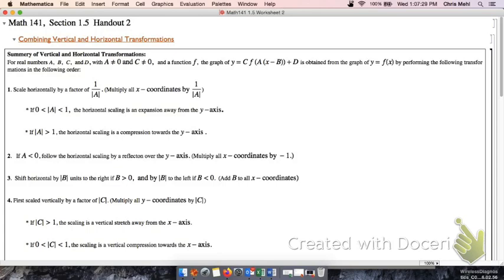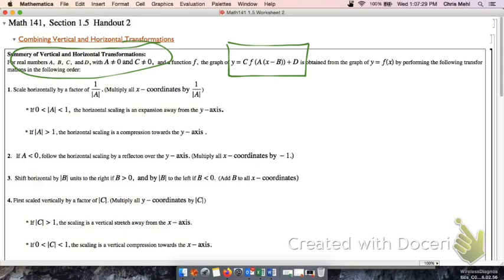Now, what I want to first draw attention to is the general form of a transformation of a given function f. So given a function f and four values a, b, c, and d, making sure that a and c are non-zero, that's this piece right here. Given those four real numbers with a and c non-zero and a function f, the graph of y equals c times f of a times x minus b, and then on the outside plus d, is obtained from the graph of f by performing the following transformations in the following order.